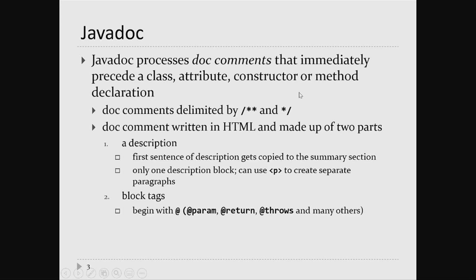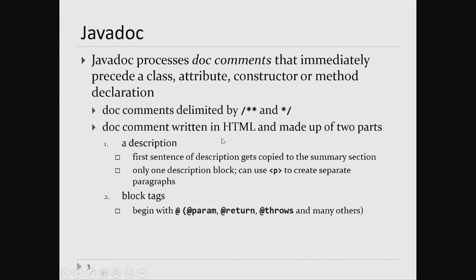So this Javadoc tool processes something called doc comments. A doc comment is a comment that's immediately before the class, a field, a constructor, or a method. So they appear immediately above the thing that you want to document. They always start with /** and they end with */. Remember the standard multi-line comment in Java is /*. /** indicates a Javadoc comment.